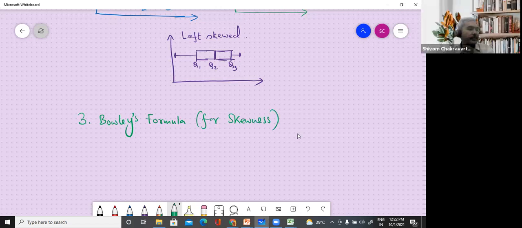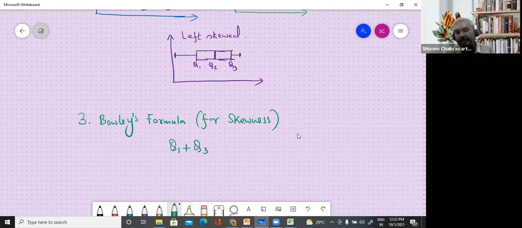So this is also a very simple formula. What it says is it uses Q1, Q2, Q3. That's why we discussed the box plot concept before this. So it says Q1 plus Q3.